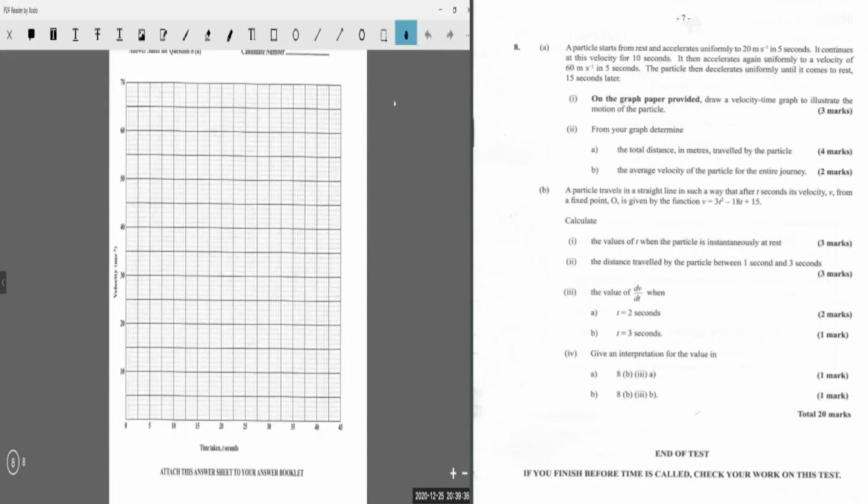Yeah. So we're on the graph. Let's construct this graph nice and easy. This is the graph that they will give you. They told us that the particle started from rest and then accelerates to 20 meters per second. So it starts and then goes to 20 meters per second in 5 seconds. So it goes right here.